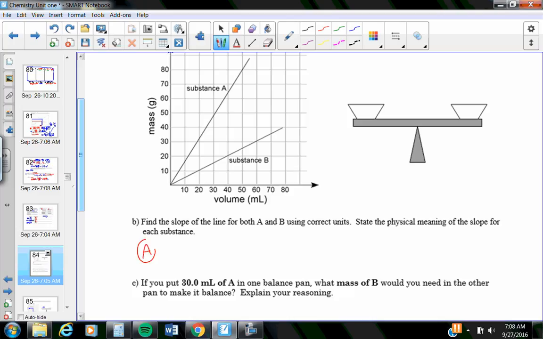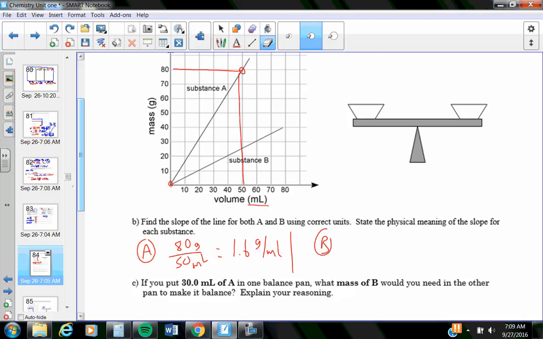There's substance A, there's substance B. They both pass through the origin of 0, 0, so all we have to do is pick the most convenient point. For A, it looks like it's this one. It crossed on the lines. I can pick any other one, but I'm just going to pick the most convenient. I could pick here and say it's 55 and 35, but why not just pick the easiest one to be able to be sure of? This is exactly on 80 and 50. 80 grams divided by 50 milliliters equals 1.6 grams per milliliter.